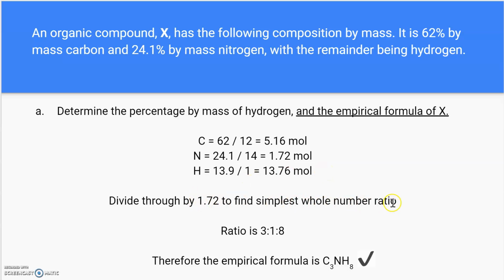And therefore, we find that the ratio is 3 to 1 to 8, in the same order as stated above: carbon, nitrogen, hydrogen. Now the next step is to transform this ratio into the subscripts of the elements, and we obtain that the empirical formula of this organic compound is C3NH8.